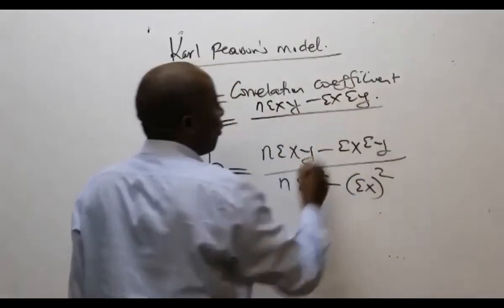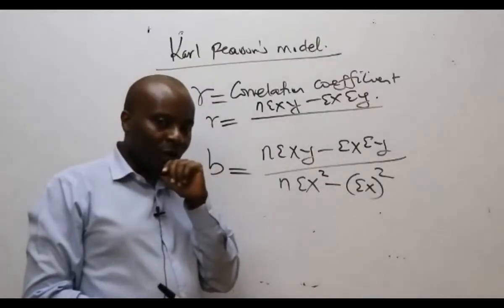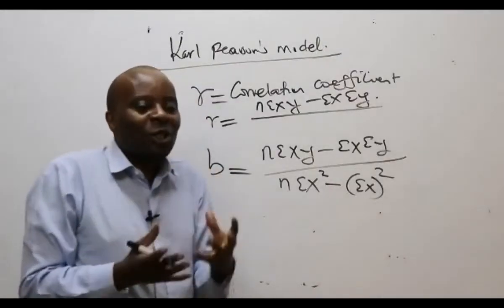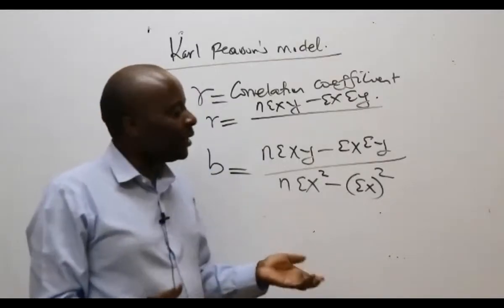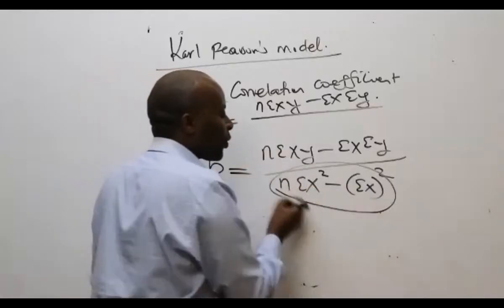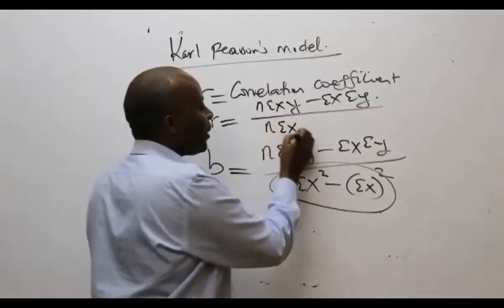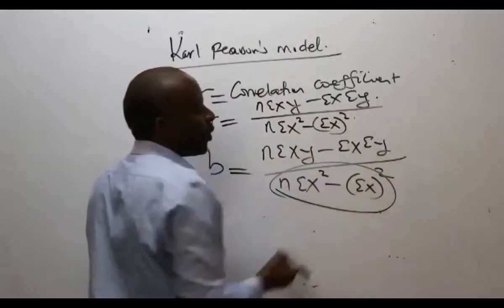Now, the moment I've taken care of the numerator, there is also something that I know about the denominator. There is also a relationship about the denominators. If I understand this, I've understood the entire thing. So for the denominator, what I need to do is to copy this. So it is n summation of x squared minus summation of x, squared like that.